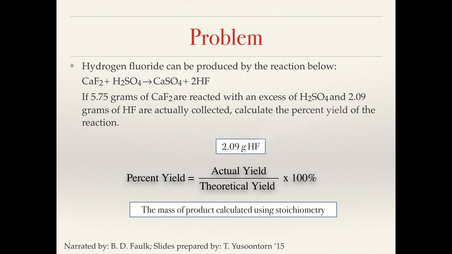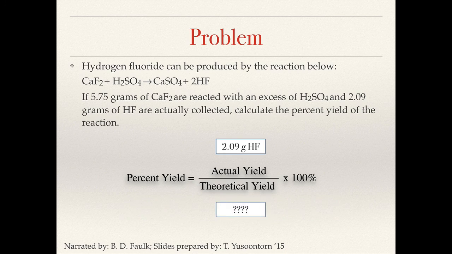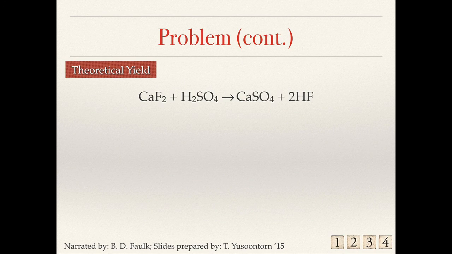You also generally will be given the actual yield in the problem. So here we note that we've actually recovered 2.09 grams of hydrogen fluoride. So what's left for us is to predict the theoretical yield using stoichiometry. So let's go ahead and do that.